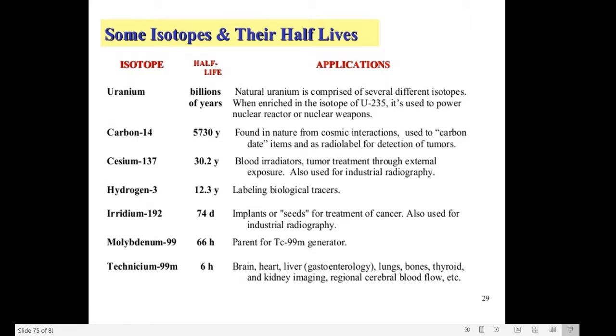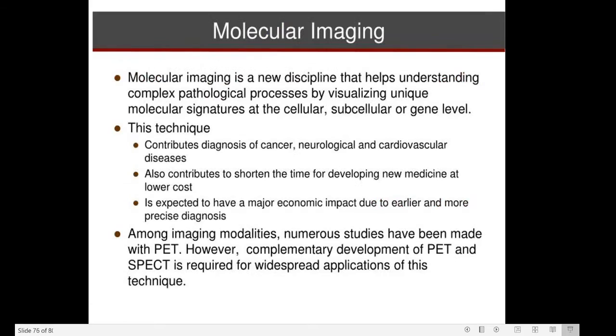Here I mentioned the half-life. Half-life based questions are very important. Carbon 14 has a high half-life, 5730 years. Technetium has a half-life of 6 hours, and it has many applications.